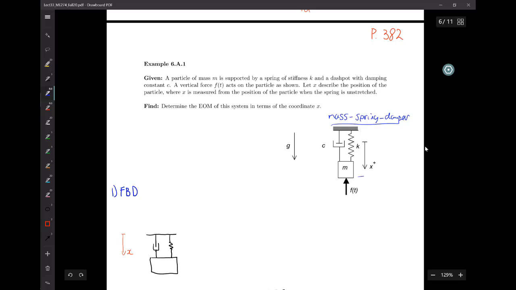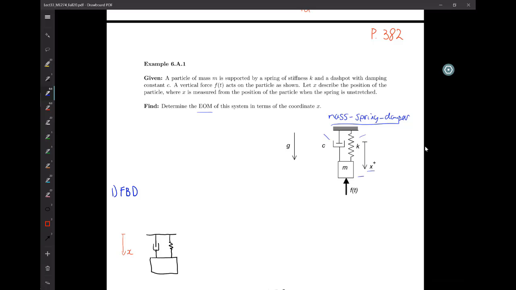We have a block of mass m that is supported by a spring of constant k and is connected to a dashpot of damping coefficient c. And there is a vertical force that is pushing up. Let x describe the motion of the particle. So x is going to be our coordinate. It's going to be telling us where the particle is at every moment in time. Find the equations of motion, the rule that is going to tell us where x is.